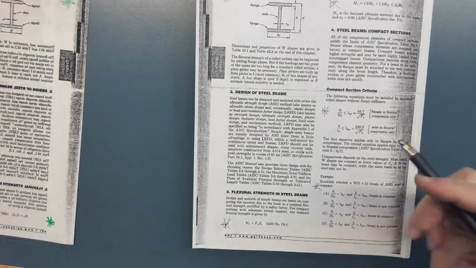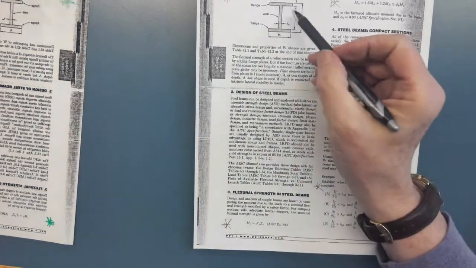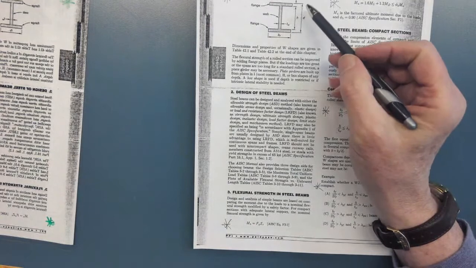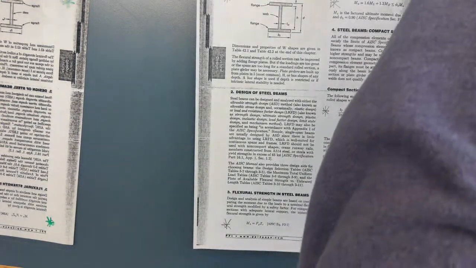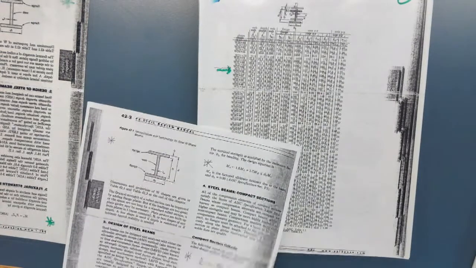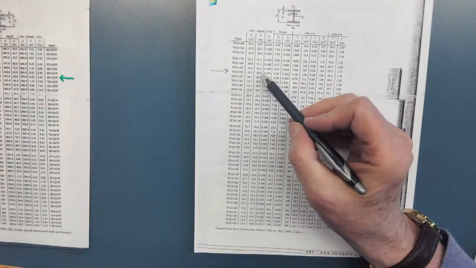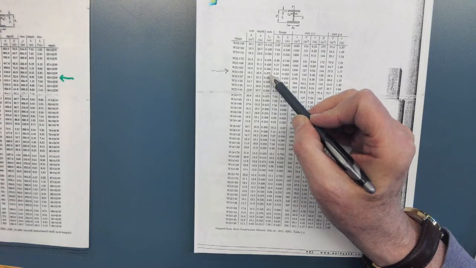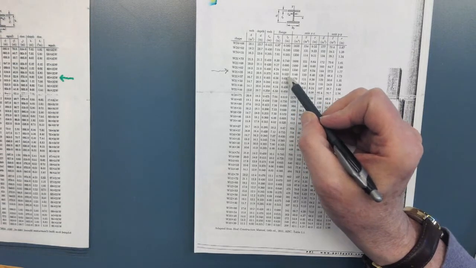Anyway, the example in the notes is to establish whether a W21 by 55 is compact. A W21 is nominally 21 inches deep, and it weighs about 55 pounds per foot of length. There is a table where information is available. For the W21 by 55, the overall depth is 20.8 inches, close to 21. The thickness of the web is 3/8 of an inch, 0.375. And the flange is 8 1/4 inches wide, more or less, and about a half inch thick.